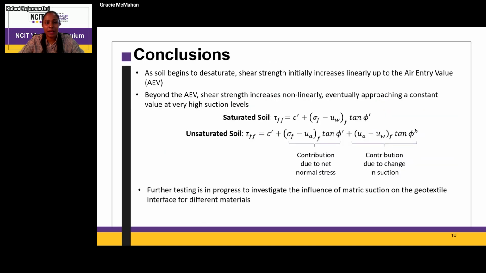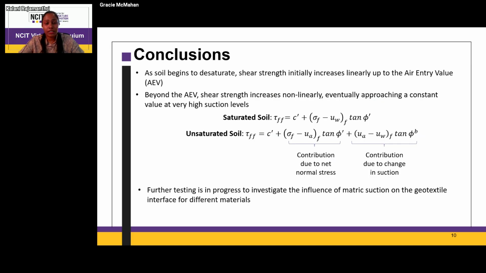Next slide, please. To sum up the presentation, we found that when the soil begins to desaturate, shear strength increases linearly up to the air entry value, and after that it rises nonlinearly and eventually levels off at high suction levels. In saturated soil, the shear strength is mainly controlled by the net normal stress. But in unsaturated soil, the shear strength is controlled by both the net normal stress and the change in suction.